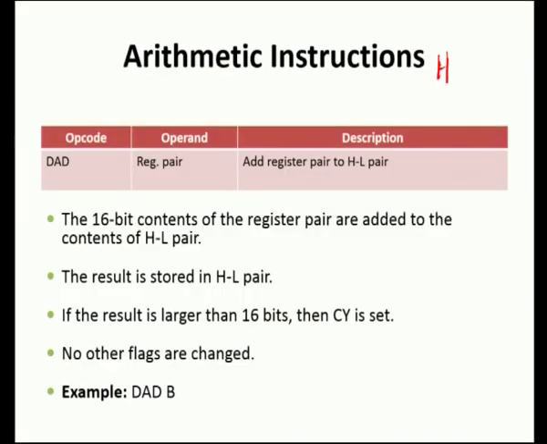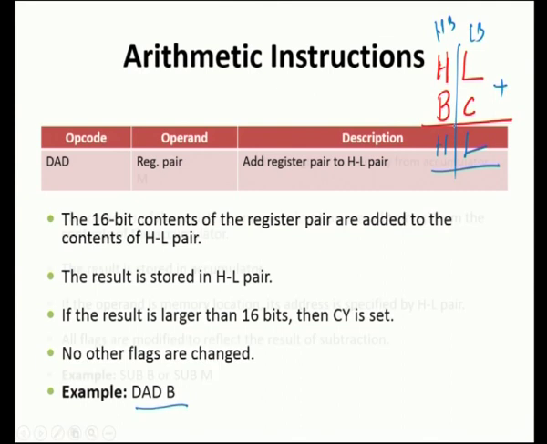Here is how the 16-bit addition is performed: H and L, B and C are added. After adding L and C, the result is stored in the L register. After adding H and B, the result is stored in the H register. This is the example of this. This is called the lower byte, and this is called the higher byte. The lower byte data of the 2 register pairs is added and the result is stored in the L register. The higher byte data of the 2 register pairs is added and the result is stored in the H register.